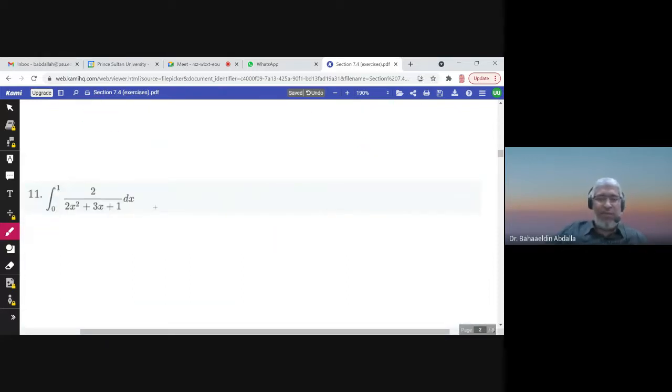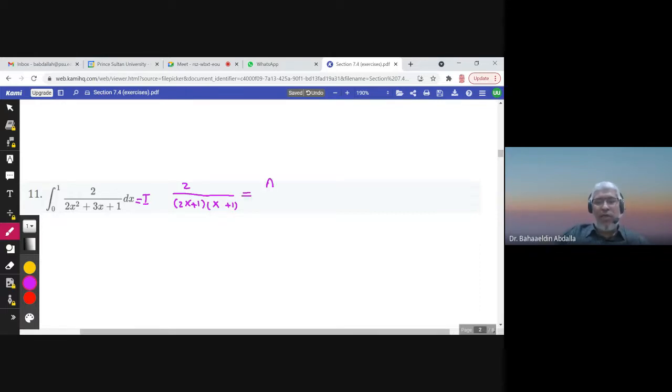Definite integral. Well, 2 over 2x squared plus x plus 1. Let me factor the denominator. Let me call this I. Now factoring the denominator, 2x times x plus 1, plus 1. So I have, yeah, that's the factored form.